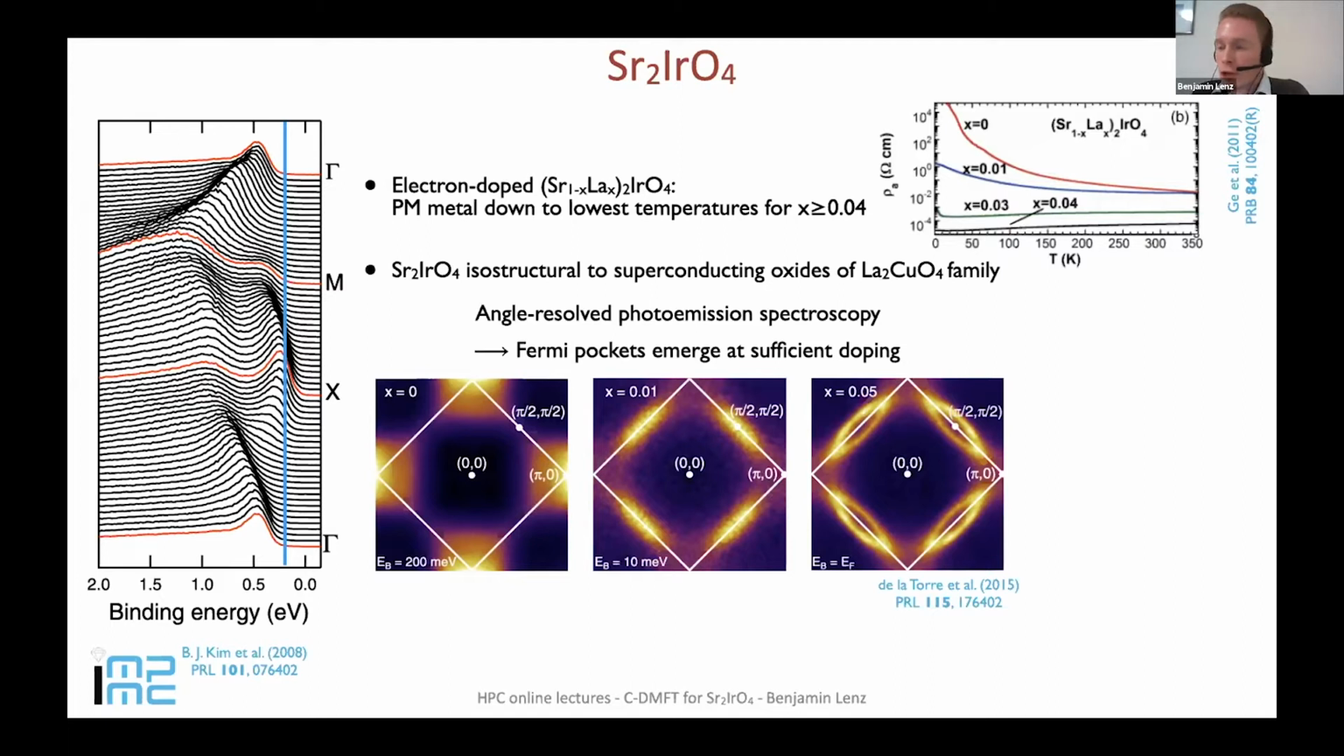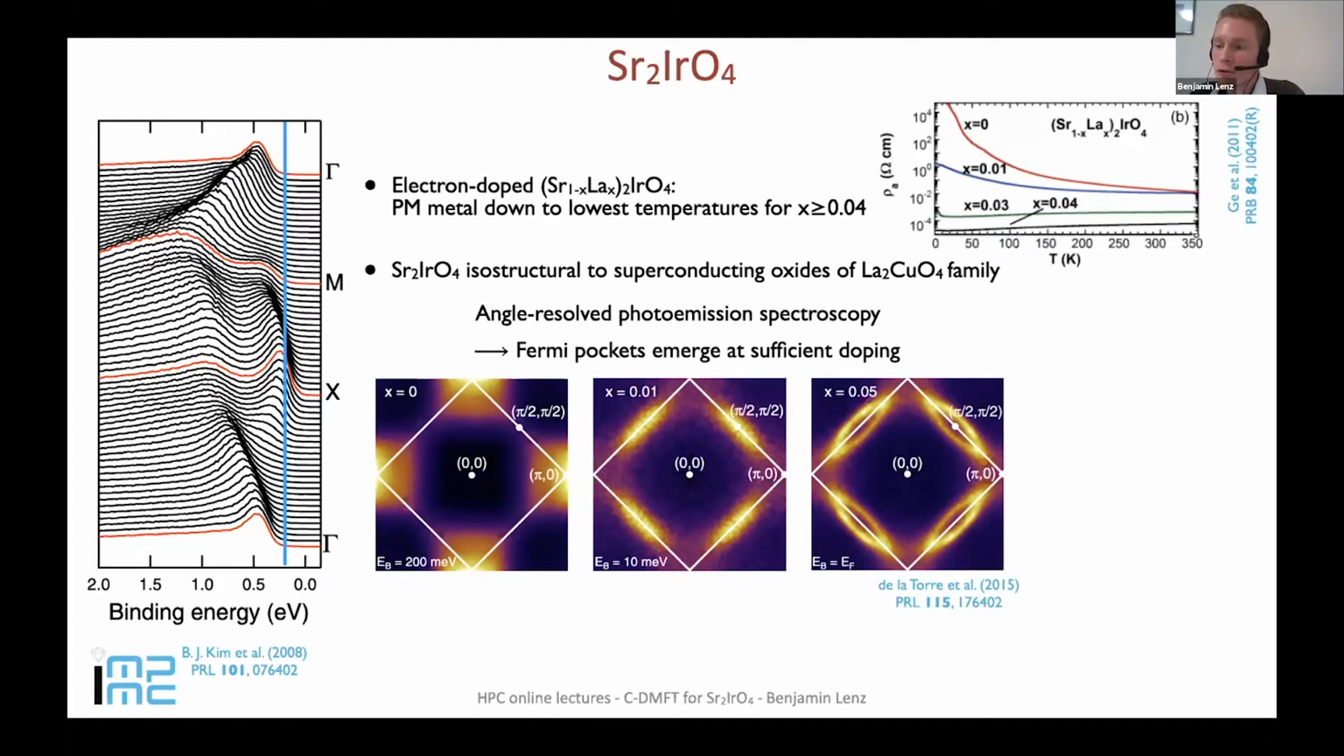Once you start to dope the system, this can also be investigated at the Fermi energy, where it then becomes the Fermi surface for the metallic system. So on the right, this is an example for 5% lanthanum substitution. There we're already in the metallic phase, and you can see structures that you know from the cuprates. So you see these lentil-shaped pockets around the (π/2, π/2) point, which is very similar to what you know from cuprate superconductors.